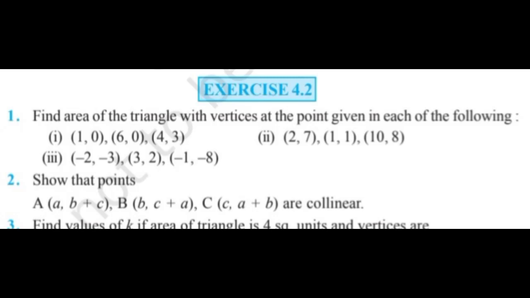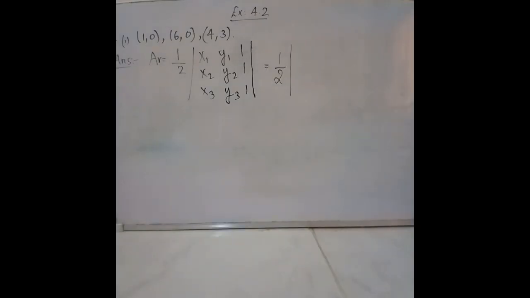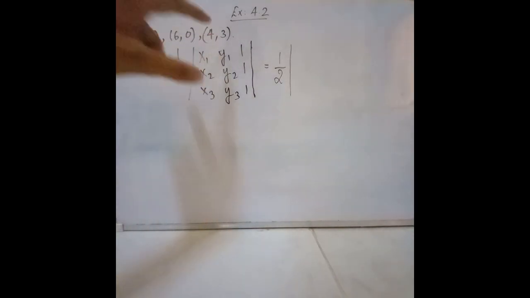So in exercise 4.2, the first question, you have to find the area of triangles. Three vertices are given for each sub-question, and we have to find the area for each part. Here we have a triangle with the coordinates (1, 0), (6, 0) and (4, 3).